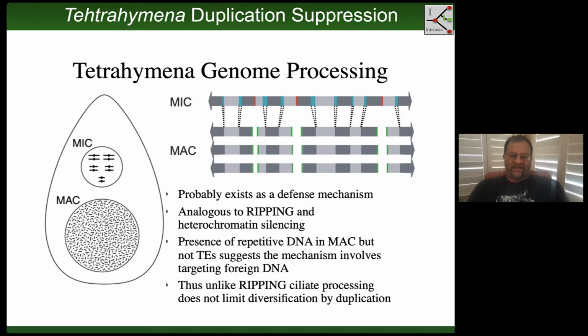Tetrahymena and other ciliates have this interesting system where they have a macronucleus and a micronucleus containing their genomes. The micronucleus basically is the equivalent to a germ cell nucleus. The macronucleus is sort of the equivalent to somatic cells. And after sexual reproduction, there are interesting rearrangement processes that go on for the micronucleus to generate the macronucleus. And one of these processes leads to the suppression of some types of duplication within Tetrahymena. So I was very interested in this.